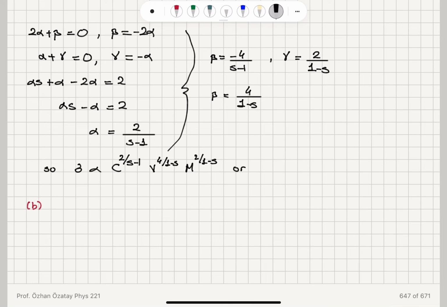Or we can write the total scattering cross-section as C divided by m v squared, to the power 2 over s minus 1. So let's check. It should be C to the power 2 over s minus 1, v to the power 4 over s minus 1 with a minus sign, m to the power 2 over s minus 1 with a minus sign, which becomes 2 over 1 minus s. So that's the answer to part A.